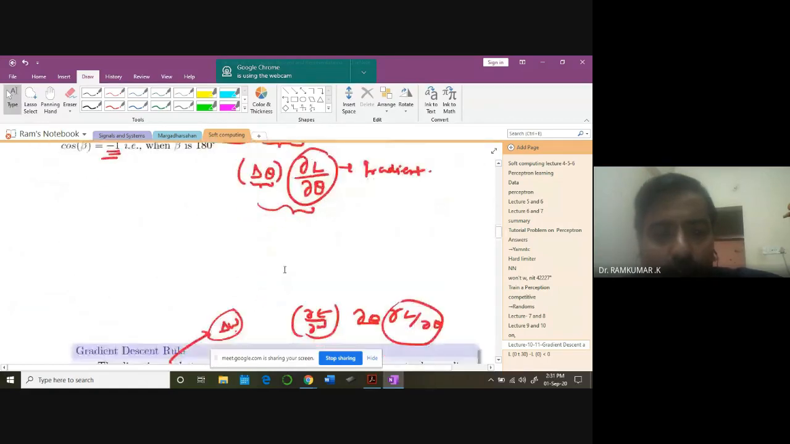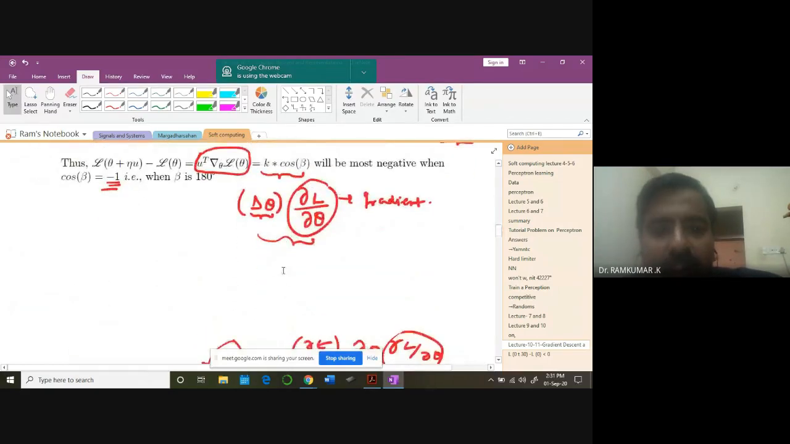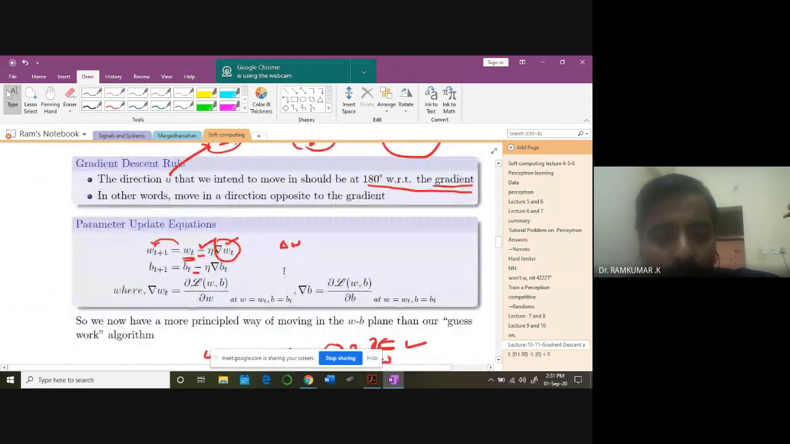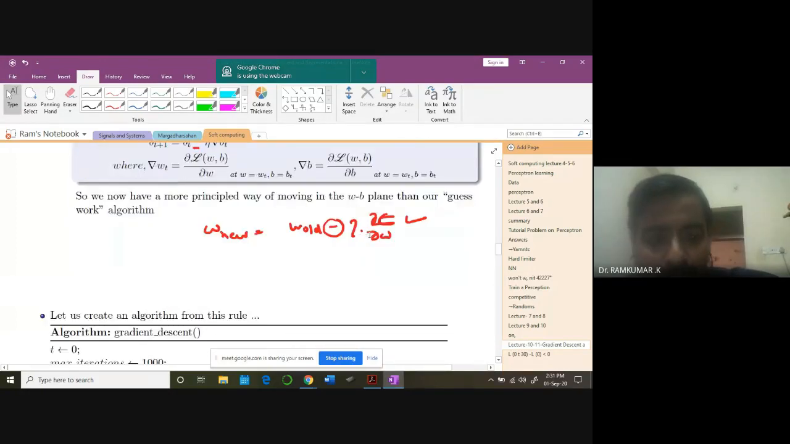So that's what we are looking for. Therefore, it should be moving in the negative direction of the gradient. That's why I'm saying that, in other words, move in a direction opposite to the gradient. The new weight vector should move in the direction opposite to the gradient. That's why I'm getting this negative here. Are you getting the point?